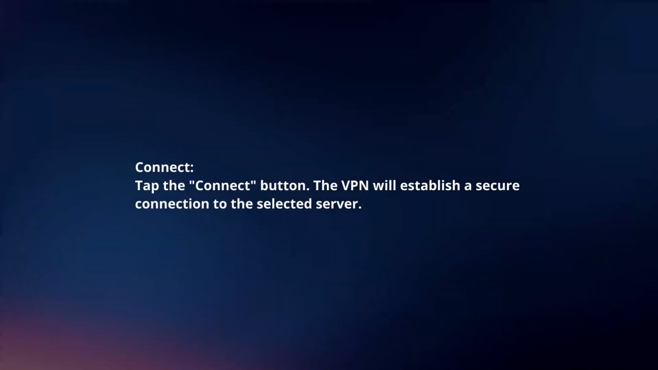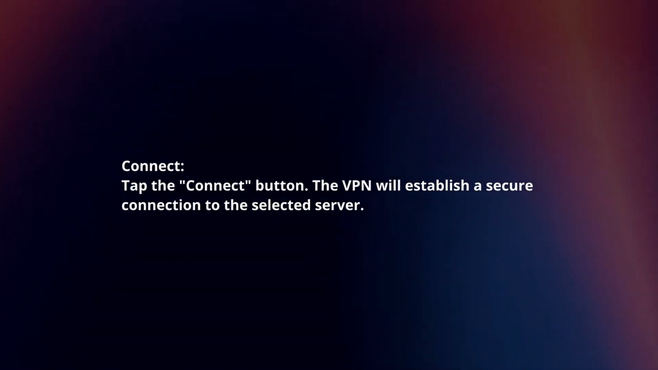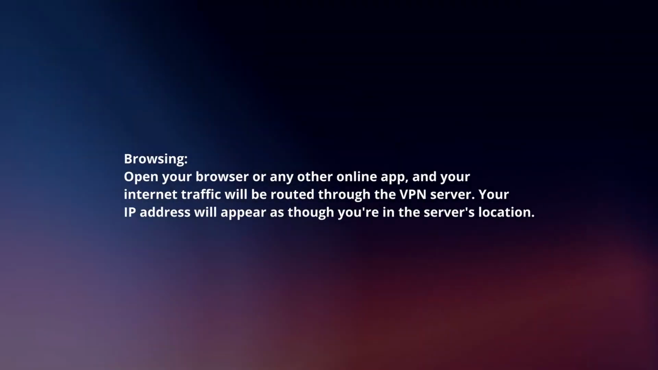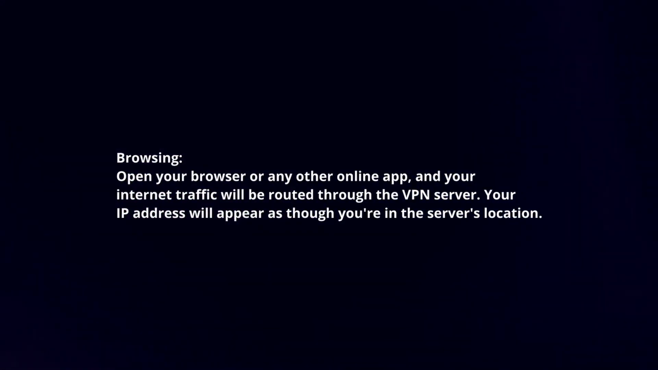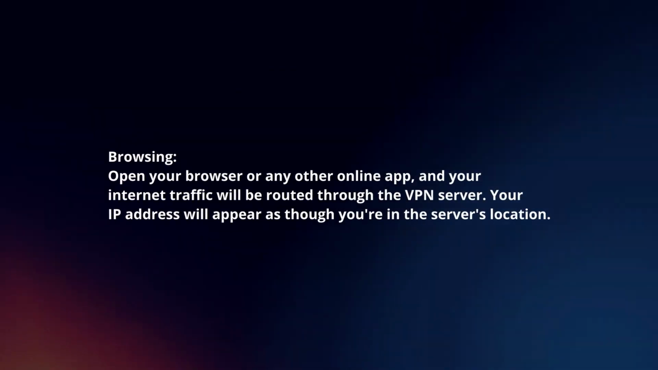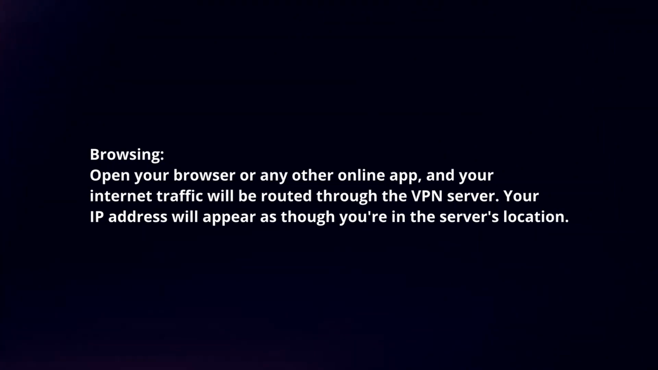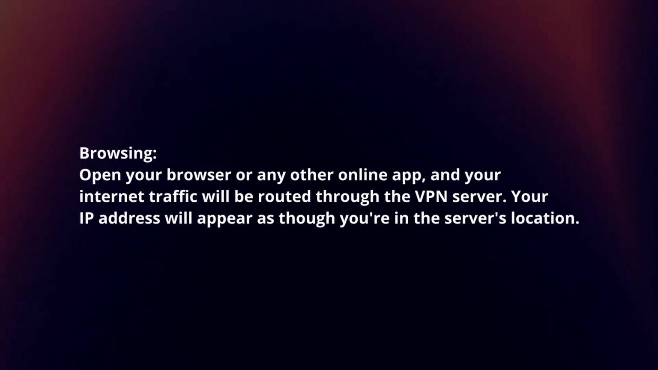Connect. Tap the Connect button. The VPN will establish a secure connection to the selected server. Browsing. Open your browser or any other online app and your internet traffic will be routed through the VPN server. Your IP address will appear as though you're in the server's location.